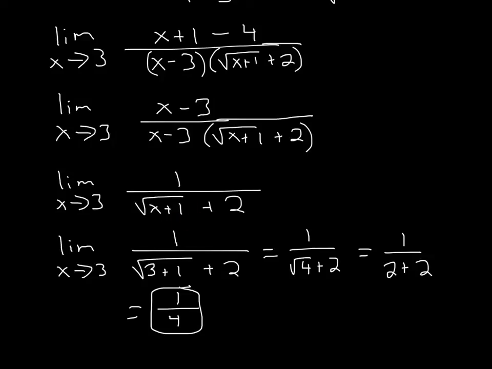So now since we cancel something, we can try substitution again, and so we plug in 3. So here we plug in 3, it's square root of 3 plus 1, so that gives you 4. So square root of 4 is 2, so 1 over 2 plus 2 equals 1/4.